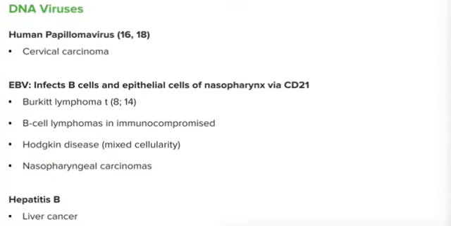EBV is all over the place. Oh my goodness. Usually infects B cells. And if it is B cells, then what kind of CD are you looking for? Good, CD 19, 20, and 21. You should be focusing upon 21. These are epithelial cells of the nasopharynx.